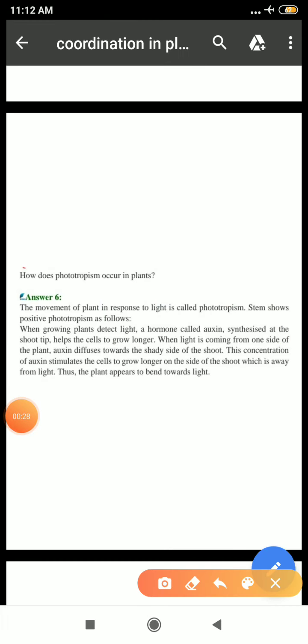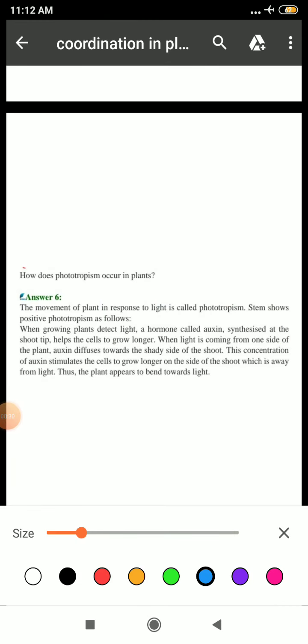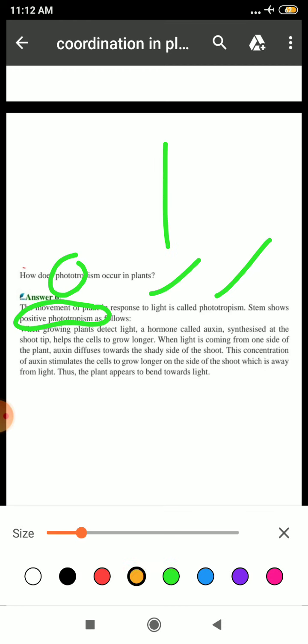So students, your first question is, how does phototropism occur in plant? First of all you need to know what phototropism is. It is the movement of plant in response to light. Photo stands for light. Stem shows positive phototropism. What does it mean? It means your stem will move in the direction of the sun. Clear? So here I will show you how positive phototropism occurs in your stem.